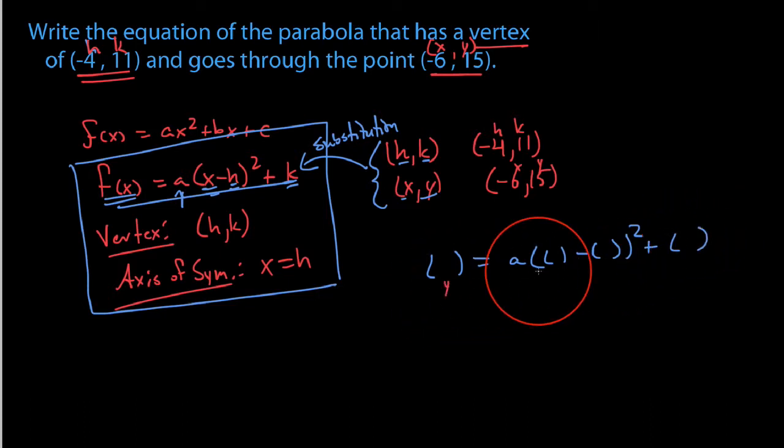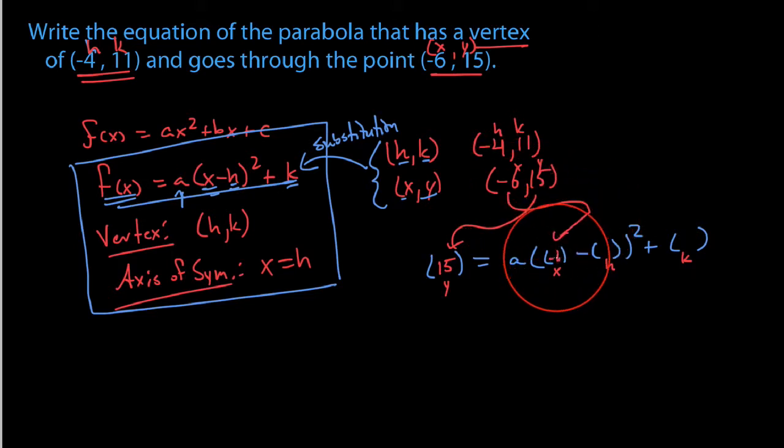I think it is helpful for people to write these things underneath, so we just put things where they go. Our y value of the point is 15. Our x value is -6. We have an h value of -4, and a k value of 11. Now we're going to simplify this and solve for a.